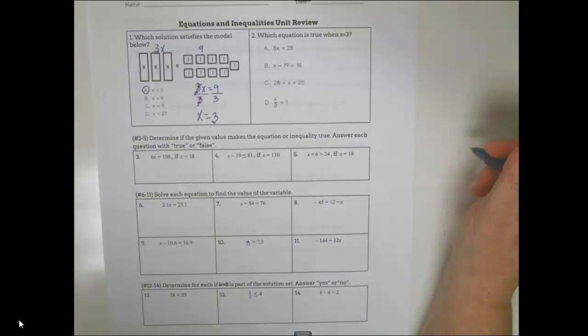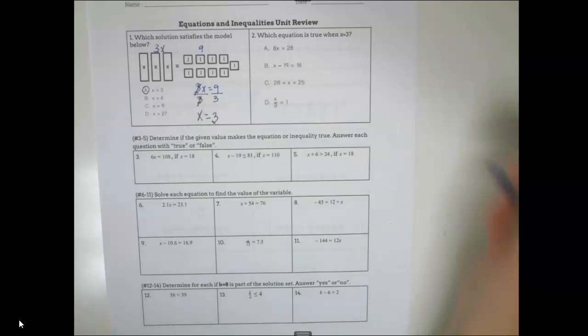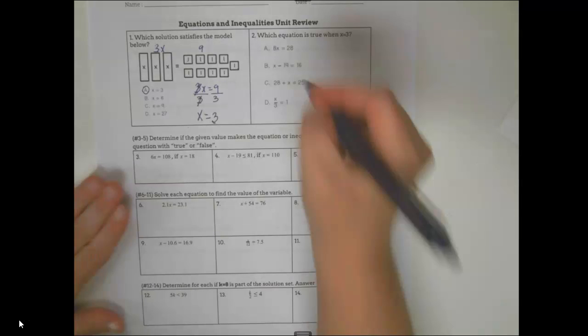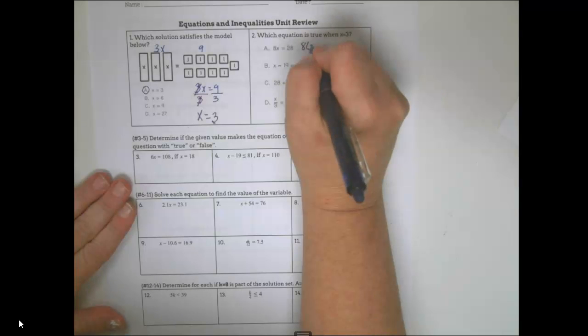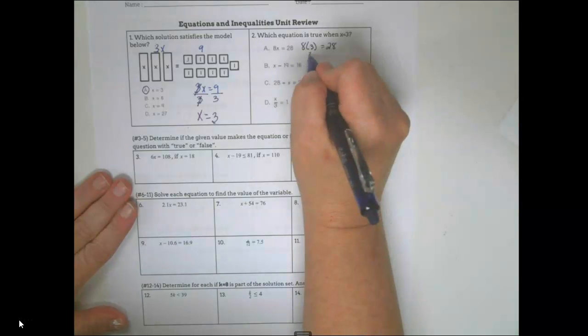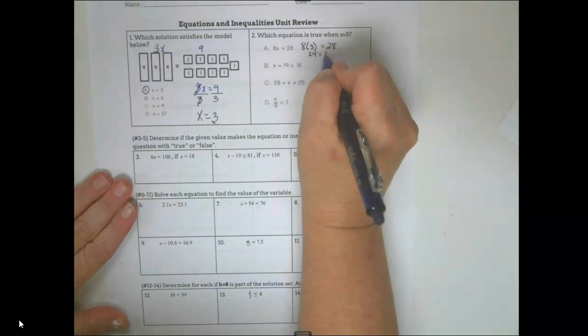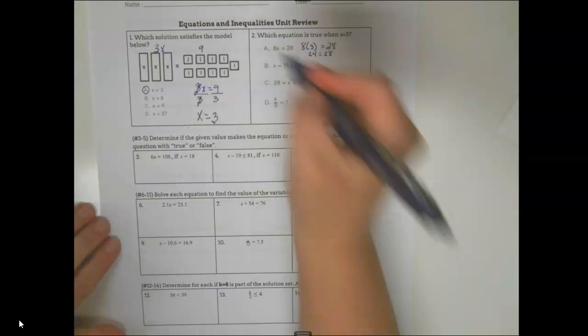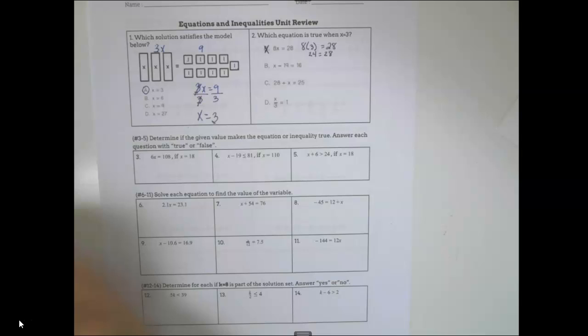Number 2, which equation is true when x equals 3? I'm just going to go in here and substitute x for 3. So 8 times 3 equals 28. I know 8 times 3 equals 24. And 24 does not equal 28, so I know it's not A.